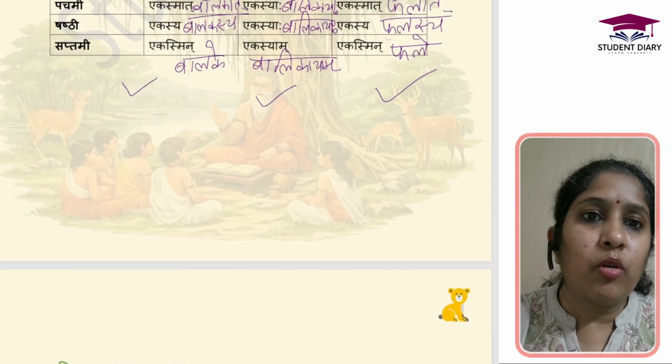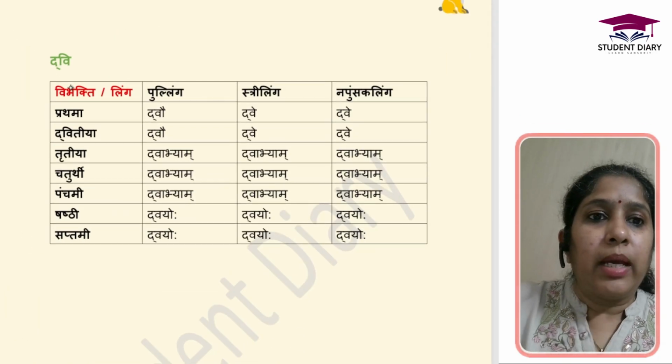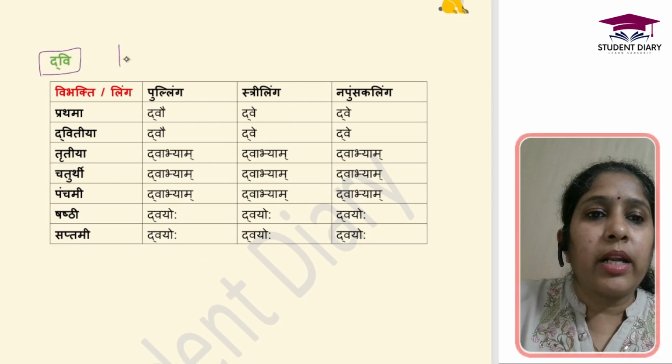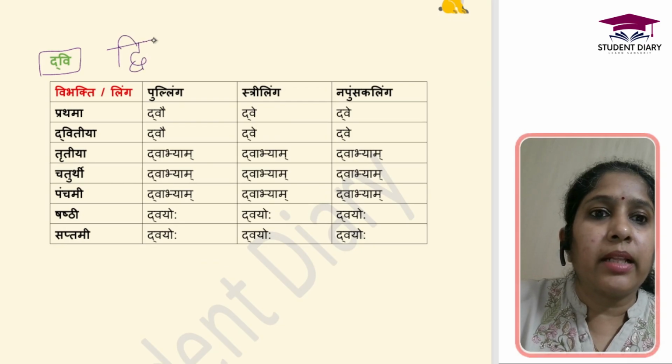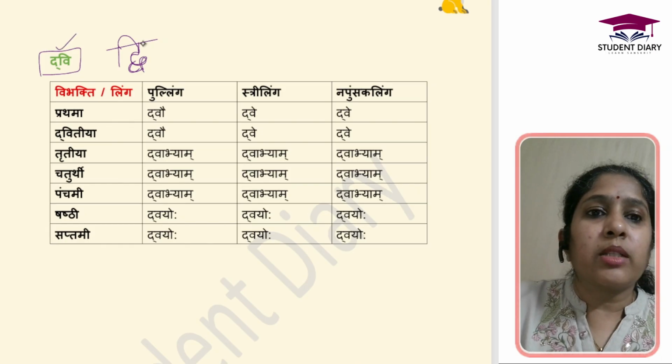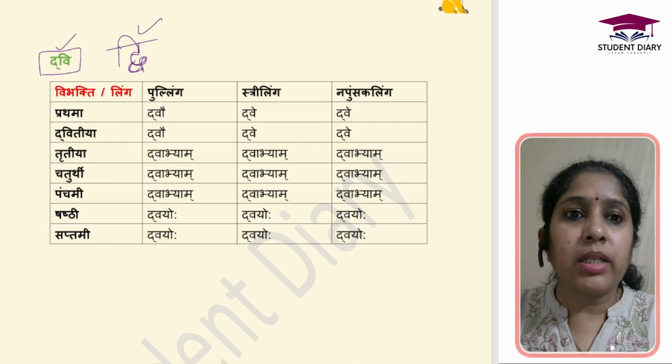Fine. Now let's go for the two. So dvi. This is written like this. You may see that it is written like this also. Some only write the variant. Okay, both ways are going to be correct. Don't get confused in this.